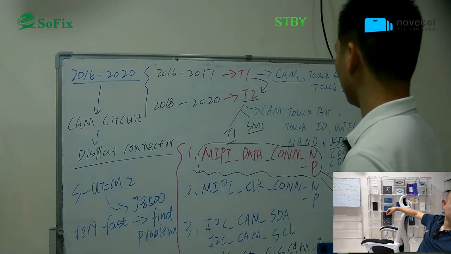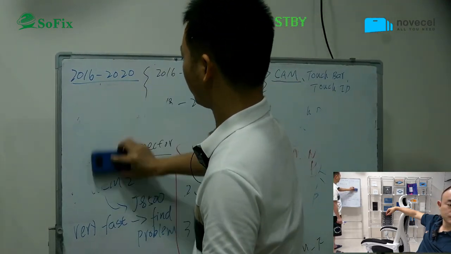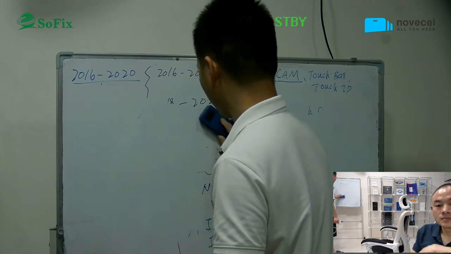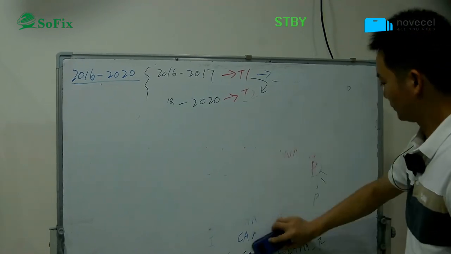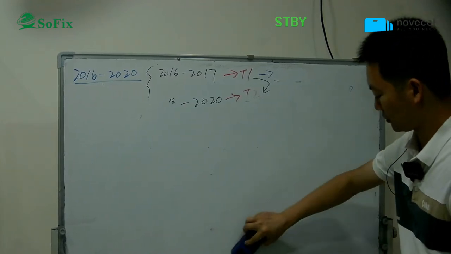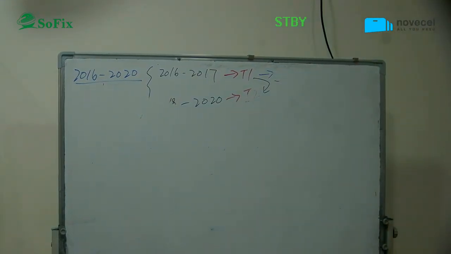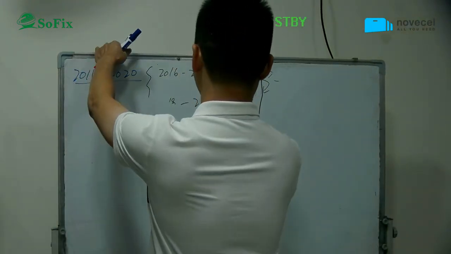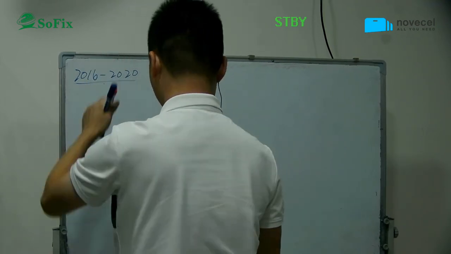So this is about the camera socket. Now I'm talking about the display sockets: no display, how to repair the no display. MacBook Pro 13-inch or the 15-inch, no display, the repair method. This one uses the T1 and the T2 also, the same, 2016 to 2020.